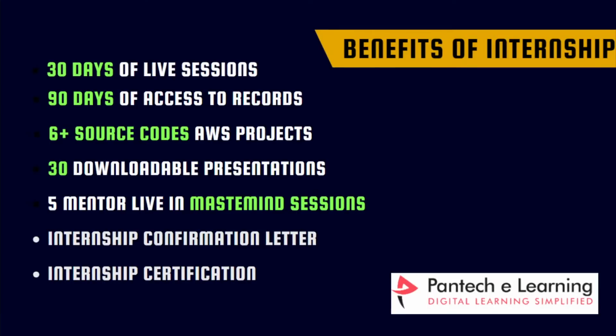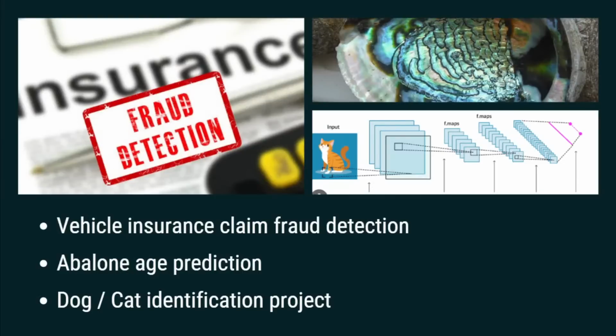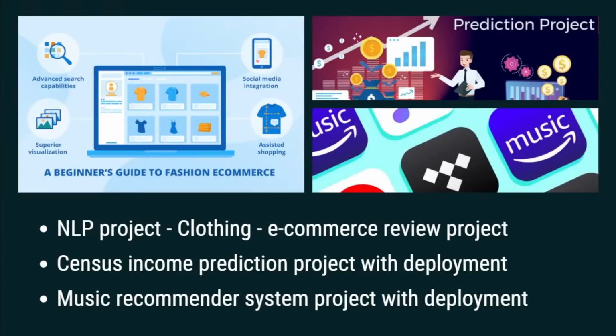We have discussed the projects, right? Vehicle insurance claim fraud detection, Avalon age prediction, dog or cat identification project, an NLP project like e-commerce review, census income prediction with deployment, and music recommender system with deployment. You will get the projects, the source code and the downloadables, and you will get 5 mastermind sessions where you can directly interact with me and clarify all your doubts.